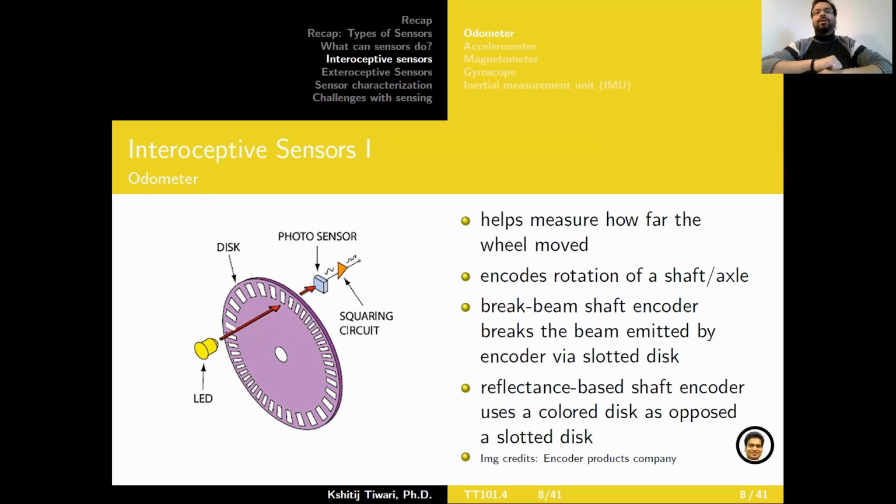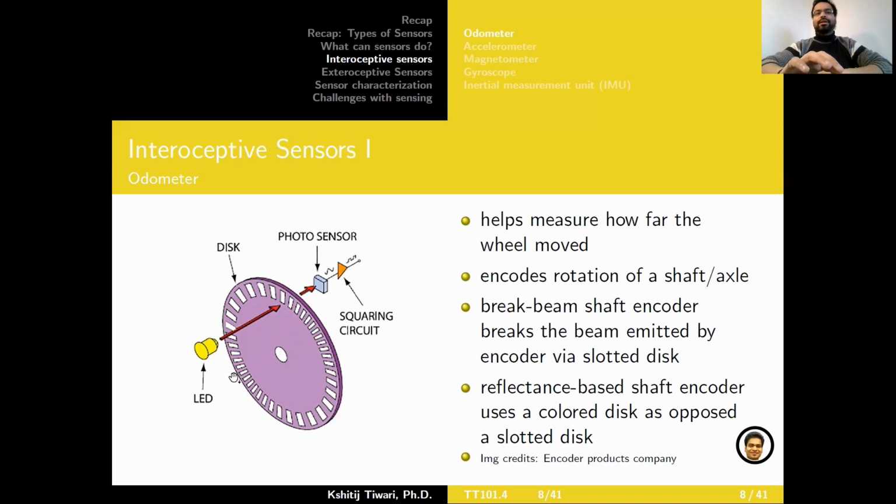So the way it works is it encodes the rotation of a shaft or an axle. What you see on the left is a disc, and in the middle is a hole, which is basically then used to mount this disc on a shaft or an axle. And as the axle rotates, this disc rotates. And this disc could be one of 2 types.